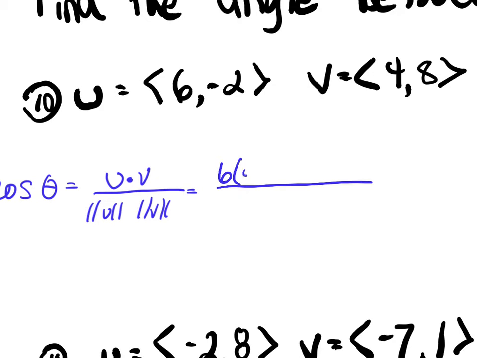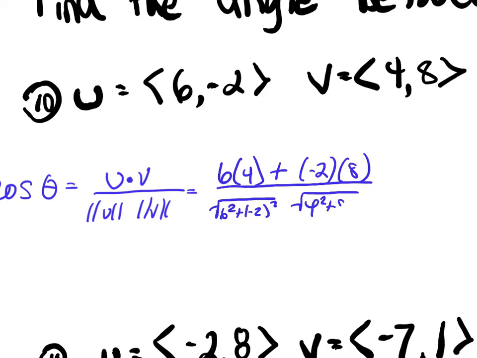6 times what? Plus negative 2 times 8. Then I have the magnitude. So I'm going to say 6 squared plus negative 2 squared. And then the magnitude, 4 squared plus 8 squared. Does anybody have any questions?